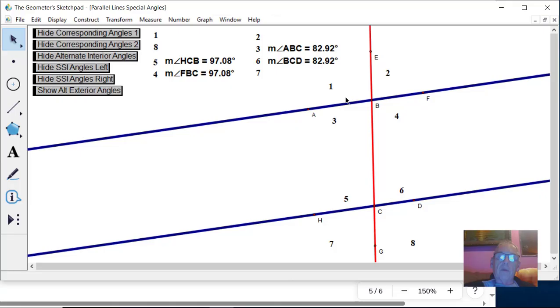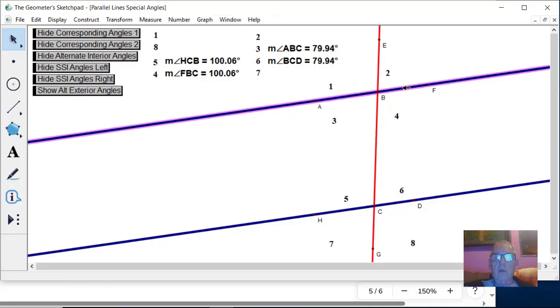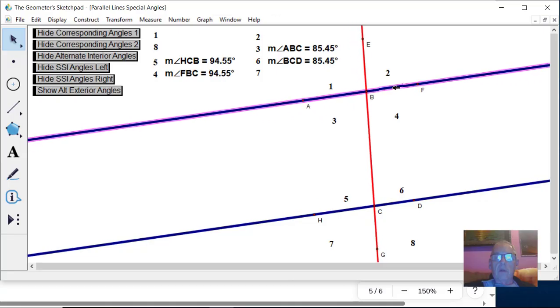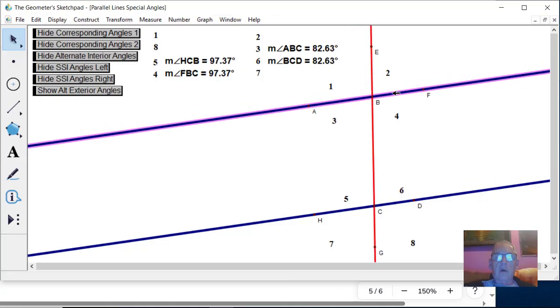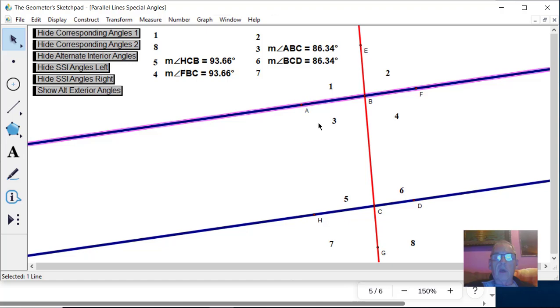Okay, these are numbered maybe a little bit differently. We've got 5 and 4 and 3 and 6 are the alternate interior angles. Notice that 5 and 4 have the same measure, and also that 3 and 6 have the same measure, and also we should be able to see that they are supplementary also. But we're just focused on the alternate interior angles being congruent.